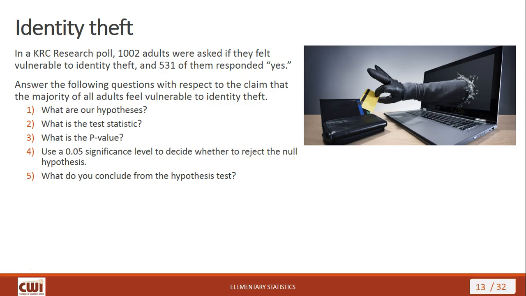Let's look at an example problem to illustrate hypothesis testing on population proportions. In a KRC research poll, 1,002 adults were asked if they felt vulnerable to identity theft, and 531 of them responded yes. Answer the following questions with respect to the claim that the majority of all adults feel vulnerable to identity theft.